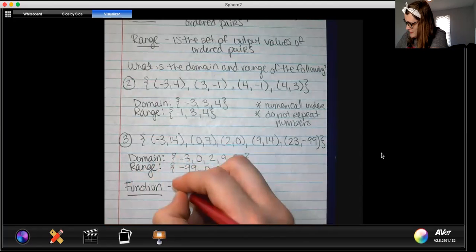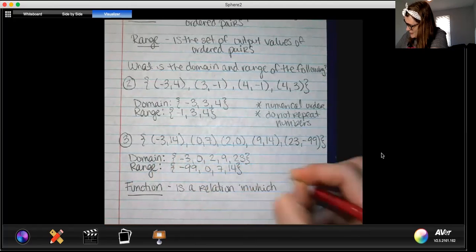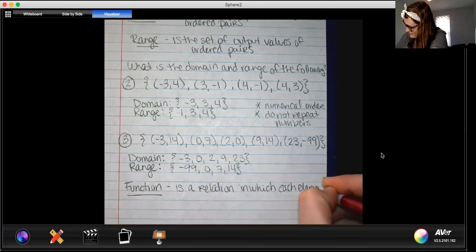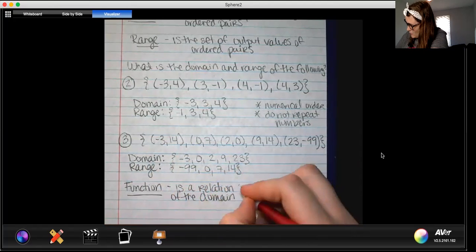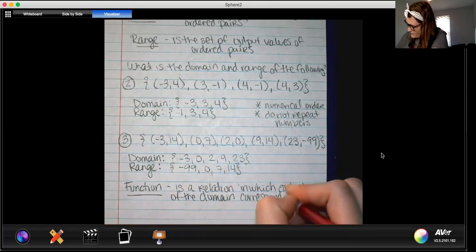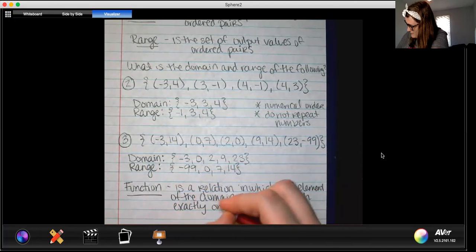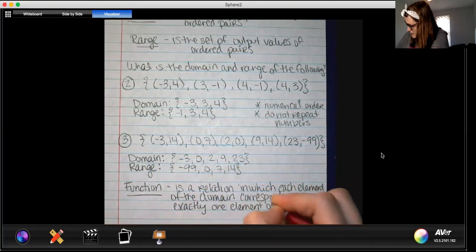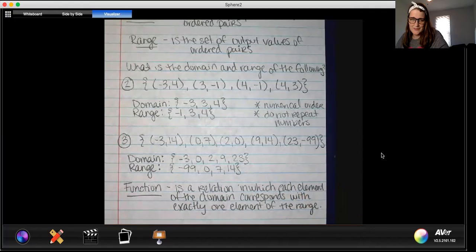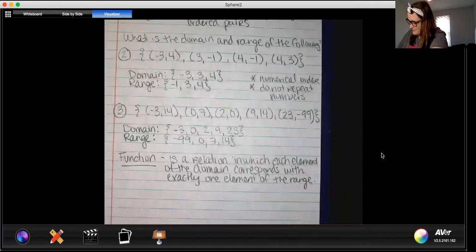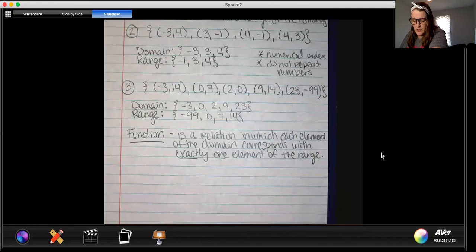So a function is a relation in which each element of the domain corresponds with exactly one element of the range. So the question is, is the relation a function?